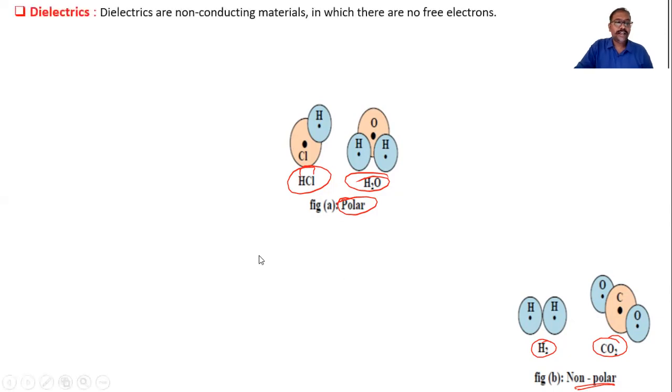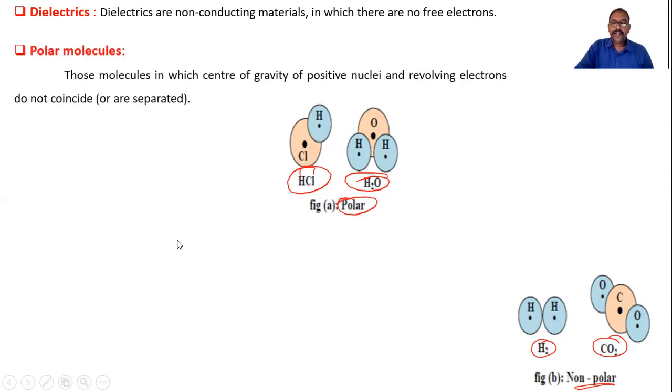Basically, a dielectric is a non-conducting material in which there is no free electron. Now, it is classified into 2 categories: polar dielectric material and non-polar, or polar molecules and non-polar molecules. So basically, polar means the center of gravity of the positive nuclei and the revolving electrons are not coinciding. You know that in atoms, the central part is the nucleus in which positive charges, protons, are lying, and negative charges, electrons, are revolving around the nucleus.